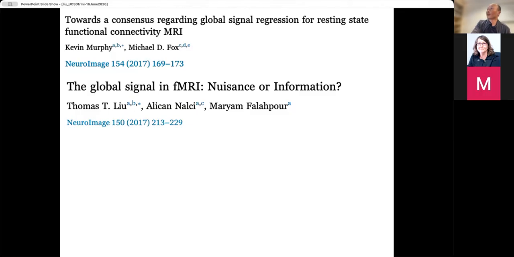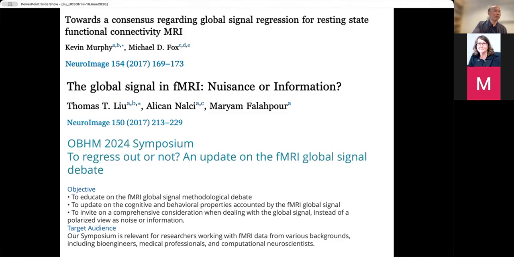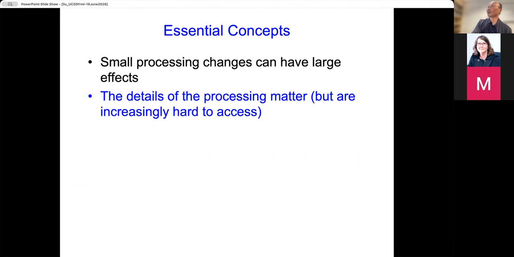And so, for example, we wrote a paper and they wrote a paper, almost 10 years ago, and you would think that this would have solved the issue. But even as recently as 2024, there was a symposium to discuss this. I talked at this symposium, and the conclusion of the symposium is we still don't really know what to do. Anyways, that's just an example of how small processing changes can have a large effect, and we'll see that in more detail.